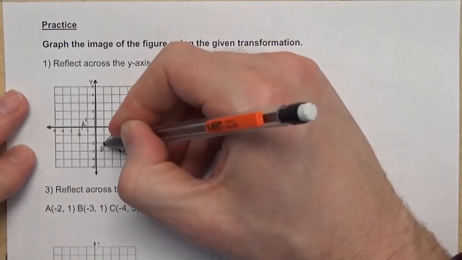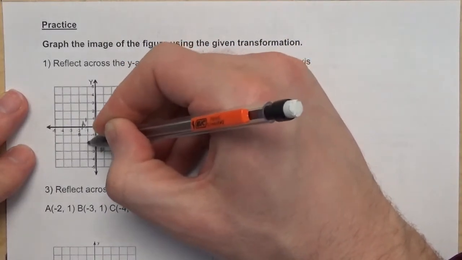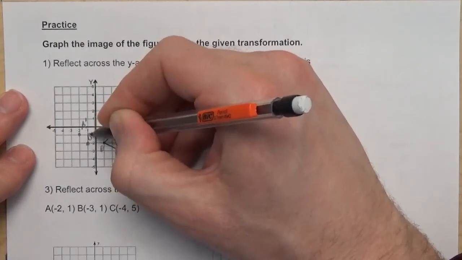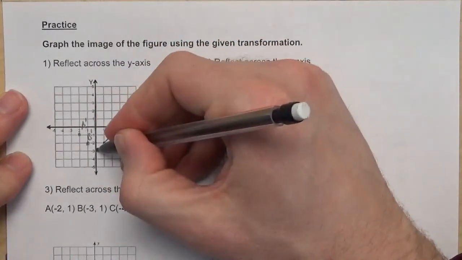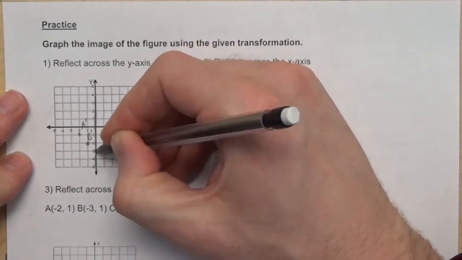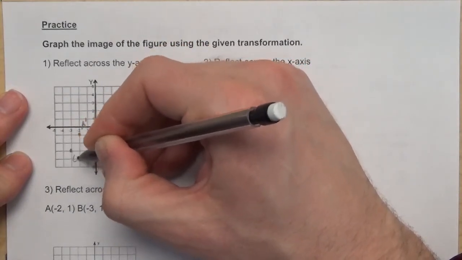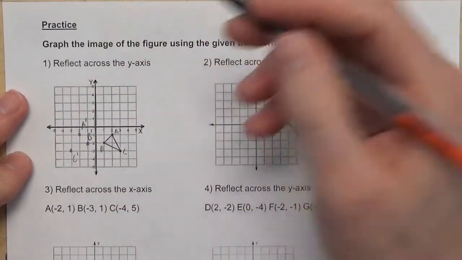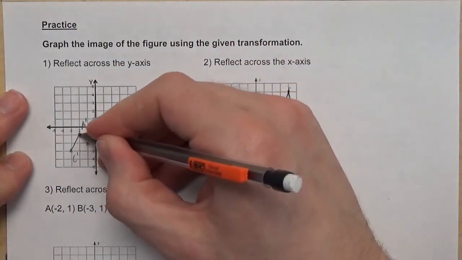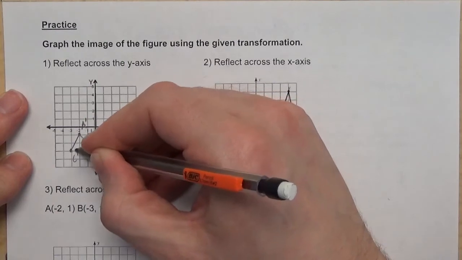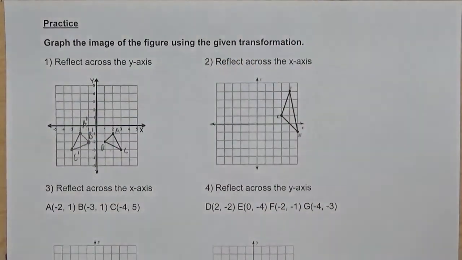B is just 1 unit away this way, so we're going to go 1 unit this way and label that B prime. C is 1, 2, 3 units from here, so we're going to go to the left 1, 2, 3. Put a point there, label that C prime. Then you just connect the dots. You have reflected your figure there, the pre-image to the image.